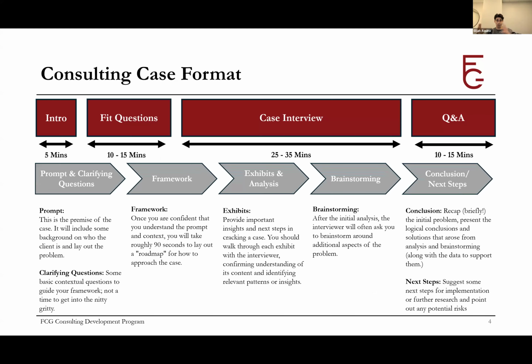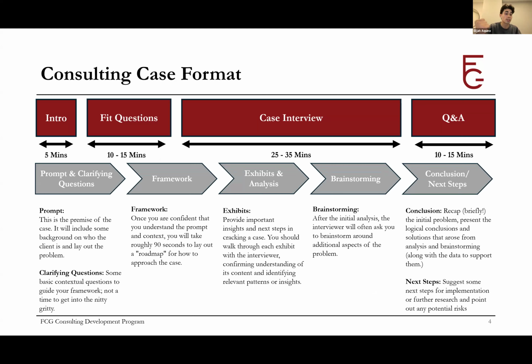So this is kind of the format, and we're gonna go through this a little bit more. At the beginning, what you usually do is you're given the case, and this is for the case interview component. Usually a case interview is 1 hour long, but the actual case is about 30 to 45 minutes.